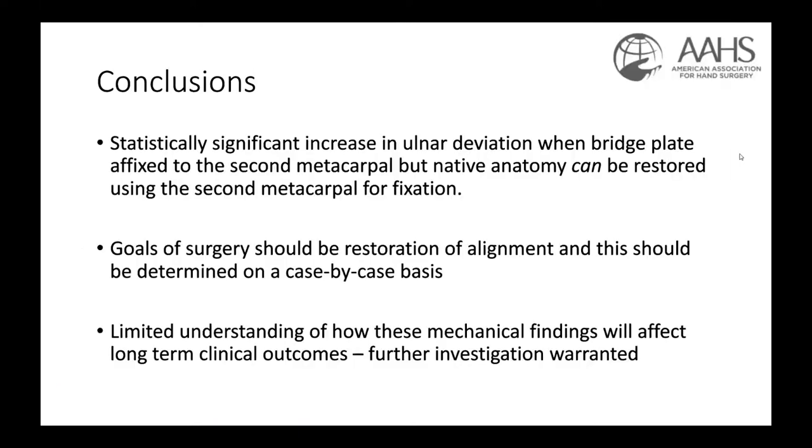Again, we'll keep this pretty brief, but just some brief conclusions. The authors found that there was a statistically significant increase in the ulnar deviation seen in this model when a bridge plate was affixed to the second metacarpal as opposed to the third metacarpal.